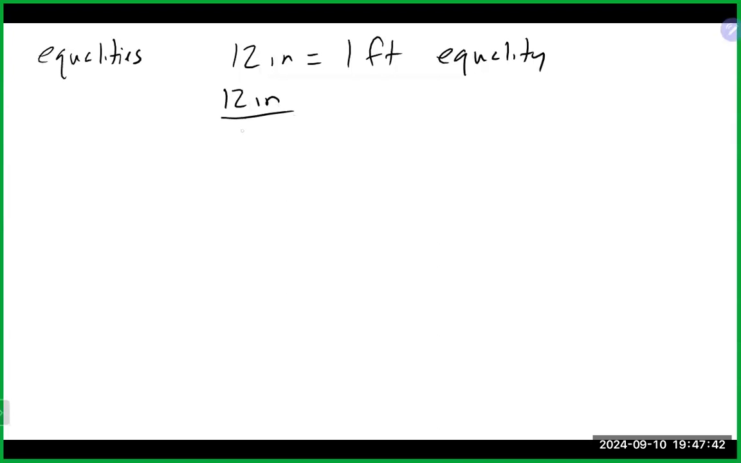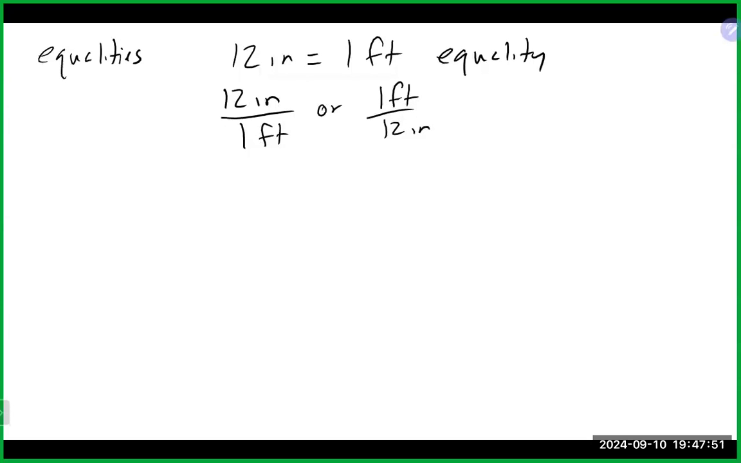Now, when we do conversions and equalities, equalities are two things that represent the same amount of something but are on different scales, like 12 inches equals 1 foot. This is an equality. And from any equality, you can write two conversion factors, which are just fractions: 12 inches over 1 foot or 1 foot over 12 inches.